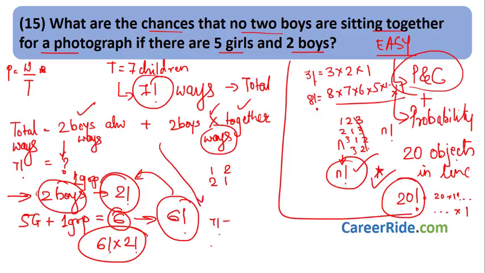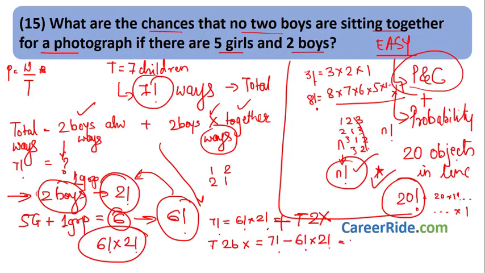We have 7 factorial equal to 6 factorial into 2 factorial plus the total number of ways in which the 2 boys are never together. So, what are the total ways in which the 2 boys are never together? It is 7 factorial minus 6 factorial into 2 factorial.